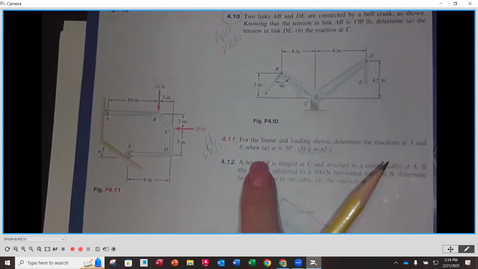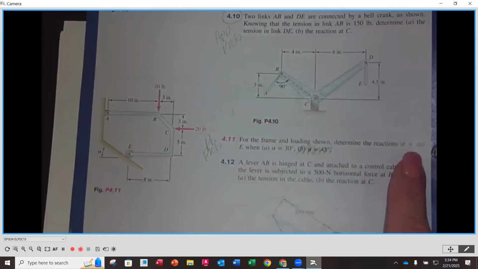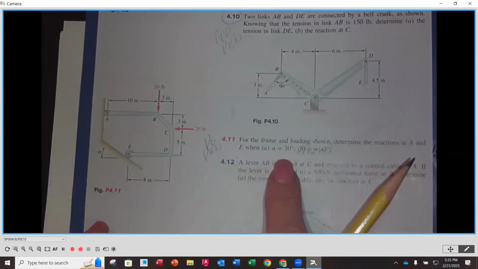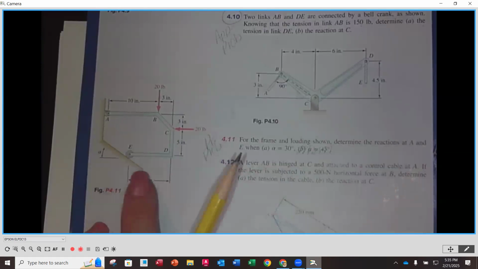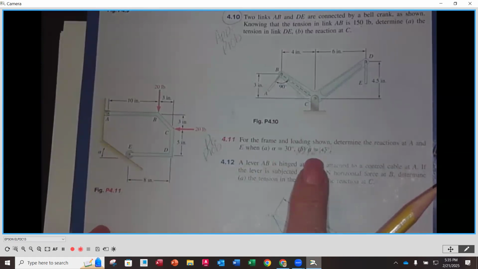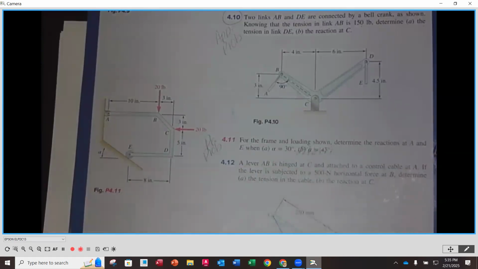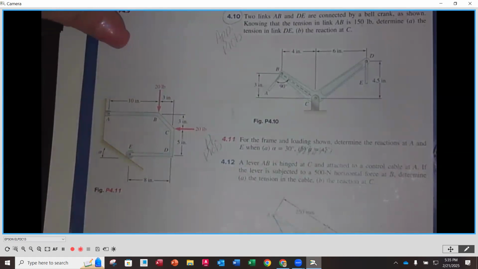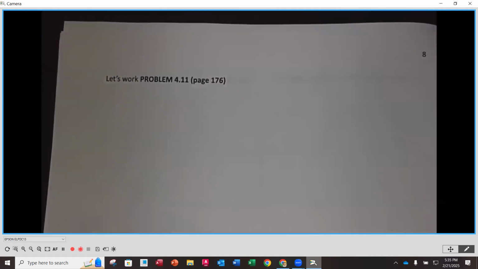So problem 411 says, for the frame loaded as shown over on the left-hand side here, determine the reactions at A and at E. So A is up here and E is down here. We're just going to do part A here, where the angle alpha of this surface is 30 degrees. We're not going to do part B. We're just going to do it once, for 30 degrees. So I'm going to start by creating our free body diagram and identifying the things that we know that we need to do.